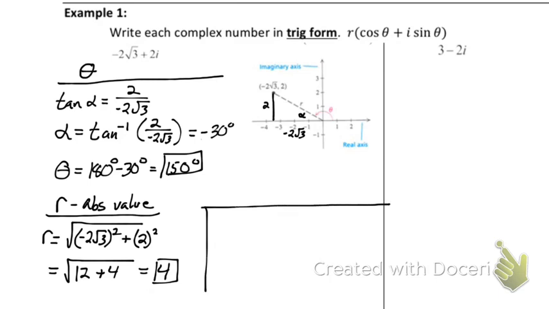And now it just takes knowing that trig form is r times cosine theta plus i times sine theta. So that's going to give me 4 times cosine of that 150 plus i times sine of that 150.